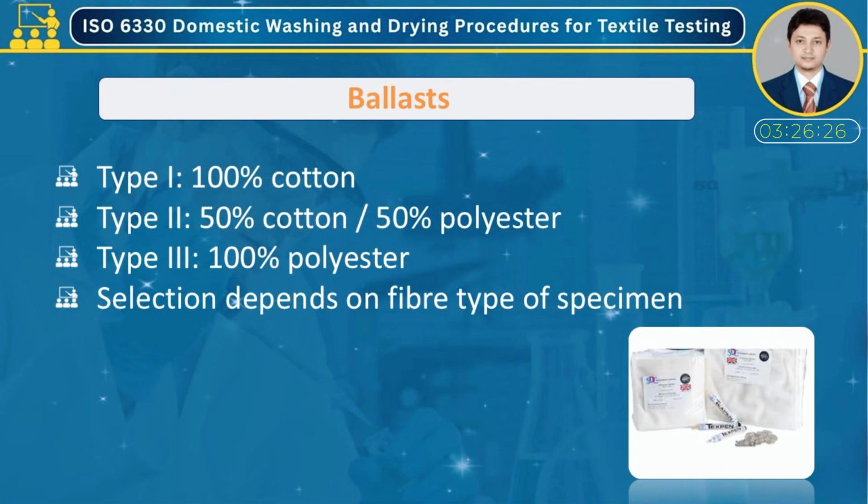Ballasts. Ballast materials are used to fill the washing load to the required total mass. Cotton ballast is used for cellulosic materials, polyester ballast for synthetics, and blended ballast for mixed fabrics. All ballast compositions must meet the requirements in Annex G of the standard.